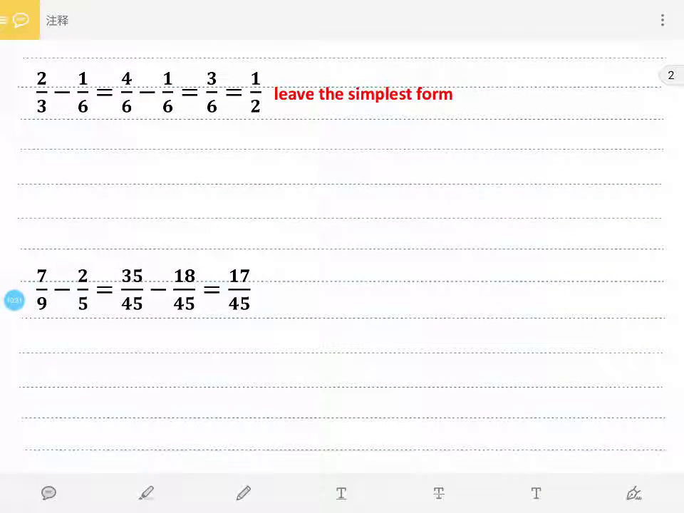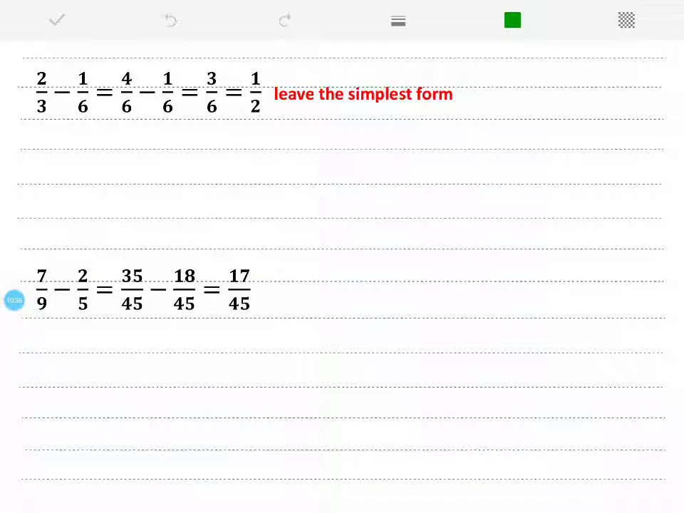Next example is subtraction of two fractions. So 2/3 take away 1/6. The first step is always to change these to have the same denominator. So 3 becomes 6. So 2 over 3 becomes 4 over 6. Then minus 1 over 6, which stays the same. And you operate 4 minus 1, which is 3 on the top over 6.